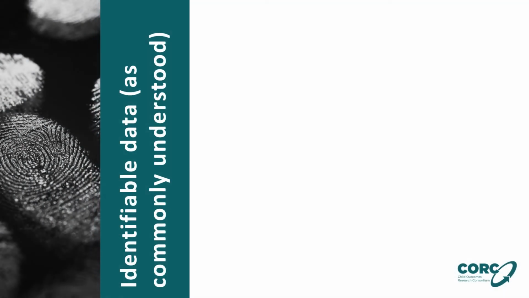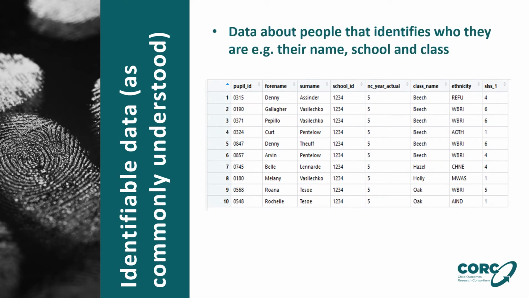The next few slides cover what it means for data to be considered identifiable or anonymized. Before we look at the technical term personal data that appears in data protection regulation, we will consider the terms identifiable and anonymized as they are commonly understood in a non-technical sense. Here we have an example screenshot of some made-up data from a school wellbeing survey. The data here are considered identifiable because the people they relate to can be identified, in this case by their name, school, and class.